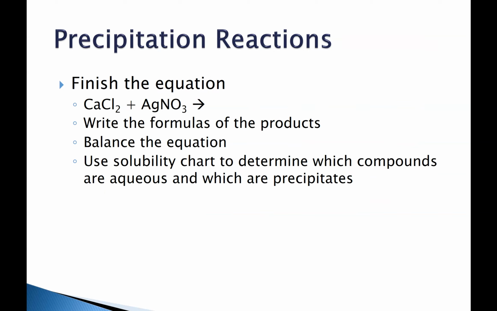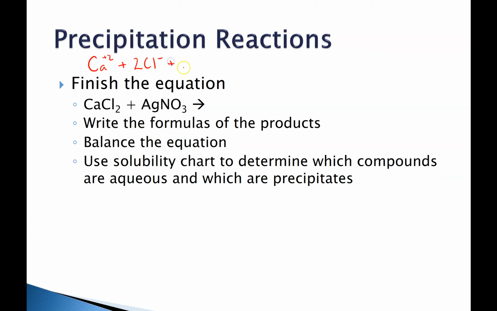So, some precipitation reactions. First thing we need to do here is finish the equation. We've got calcium chloride pairing up with silver nitrate. And when we do that, we're going to have calcium ions. And remember, calcium is plus 2 because it's in the second column of the periodic table, plus 2 chlorine ions, each minus 1. Chlorine starts with 7 valence electrons. It gains 1, so it's going to be minus 1.